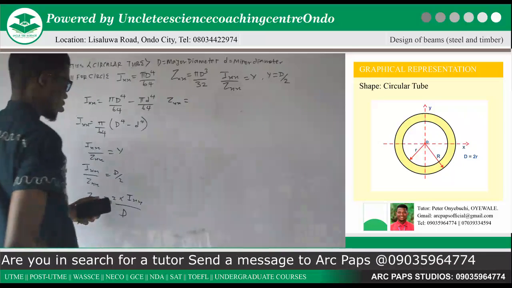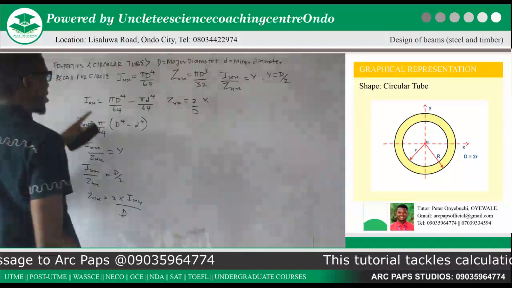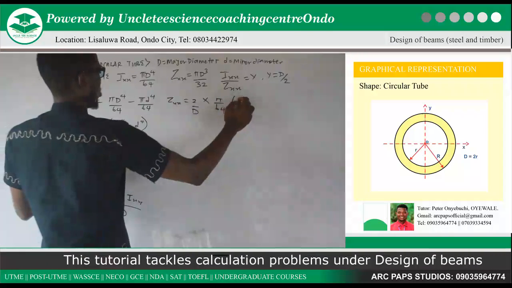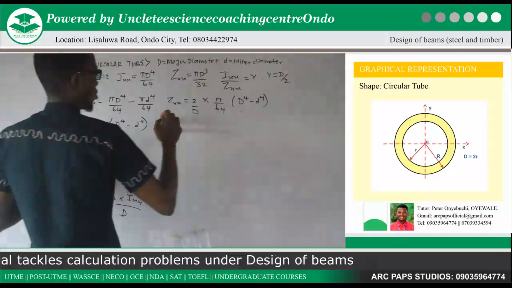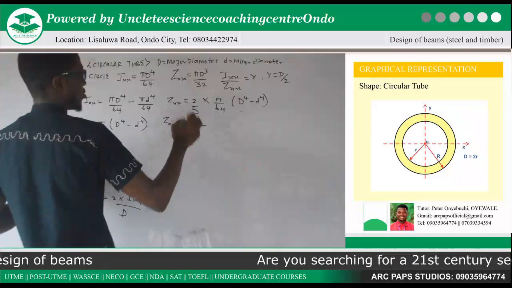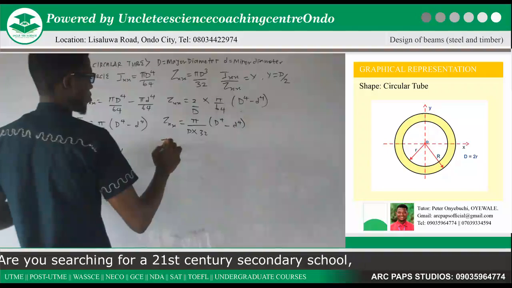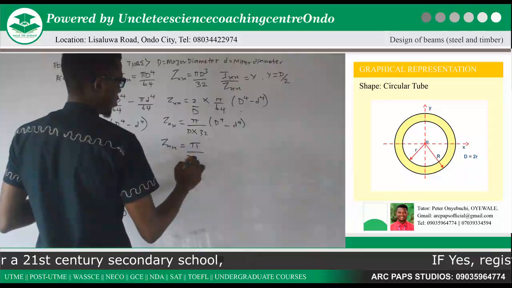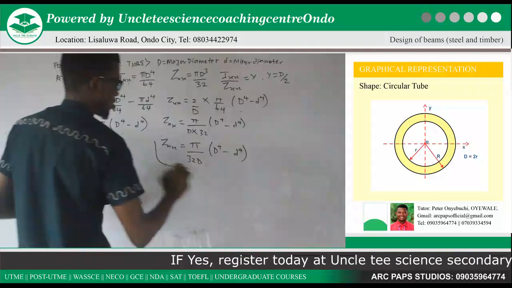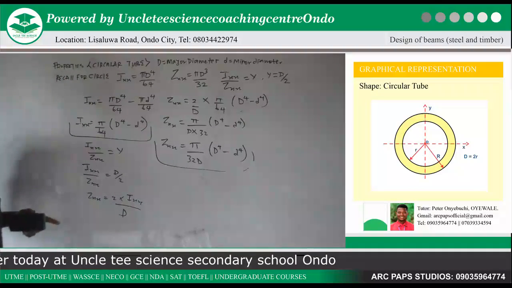So it means our Zxx is equal to 2 over d times our Ixx, pi over 64 into d raised to power 4 minus d raised to power 4. Now this is Zxx is equal to pi over 2 in 64, that is 32 times d, okay, 32d, into d raised to power 4 minus d raised to power 4. So Zxx will then give us pi over 32d into d raised to power 4 minus d raised to power 4. And that is our sectional modulus, while this is our moment of inertia for a circular tube.